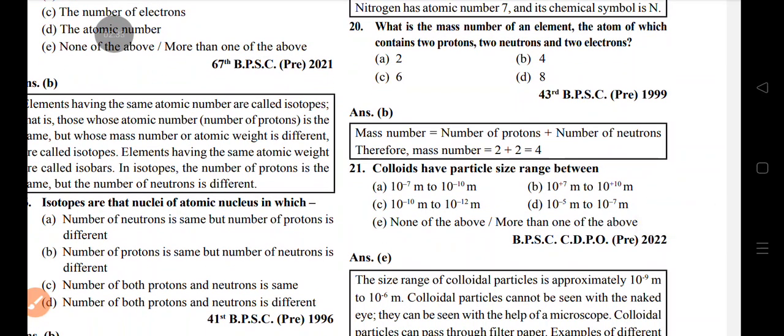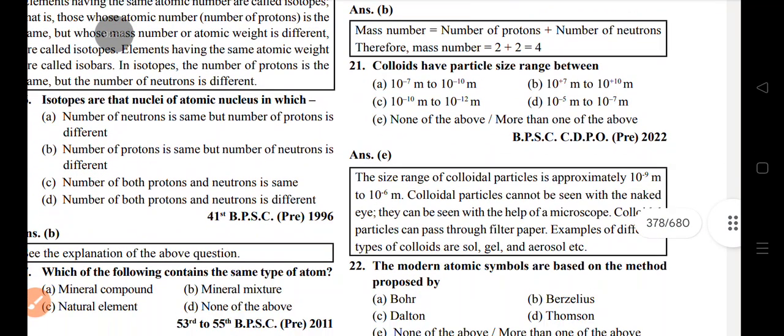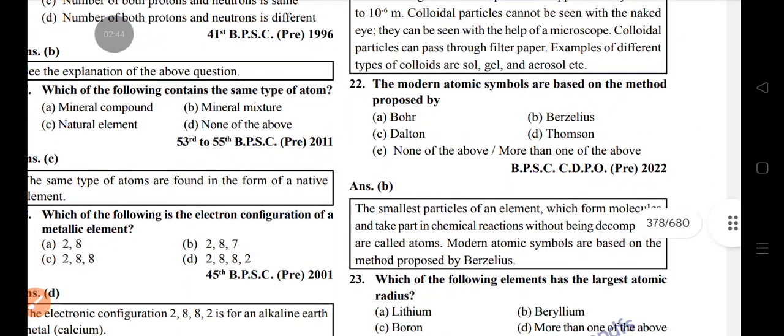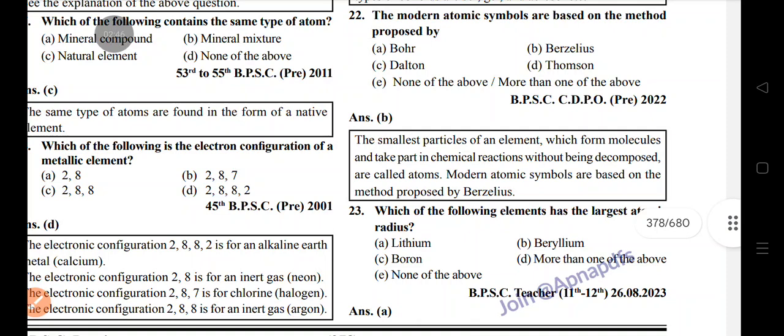Colloids have particle size range between 10 to the power minus 9 to 10 to the power minus 6. Modern atomic symbols are based on the method proposed by Berzelius. Which of the following elements has the largest atomic radius? Lithium.